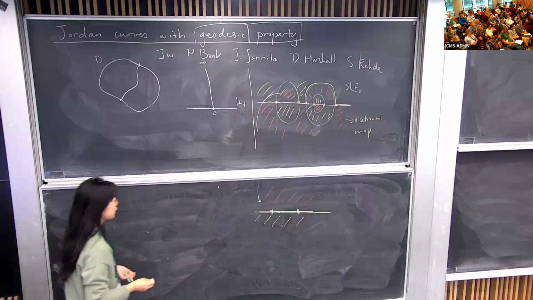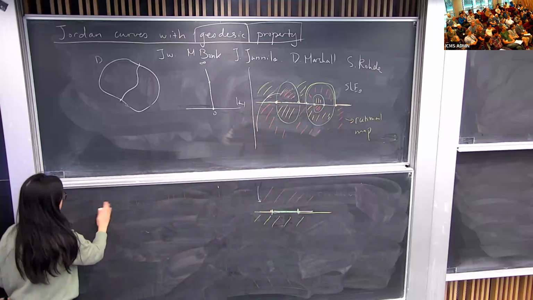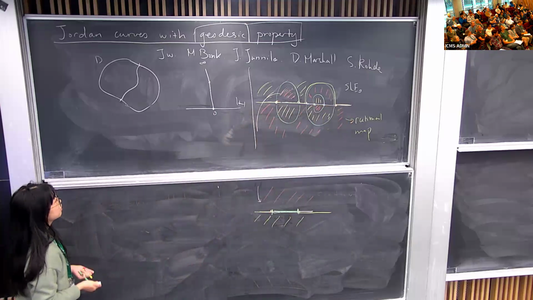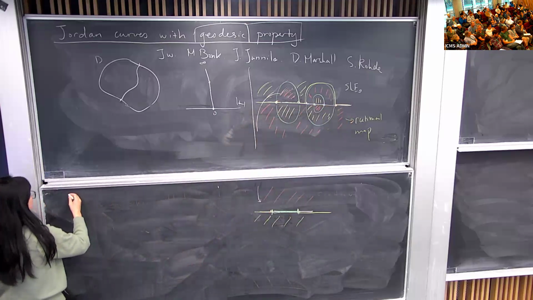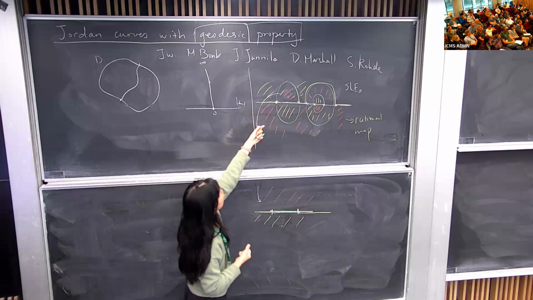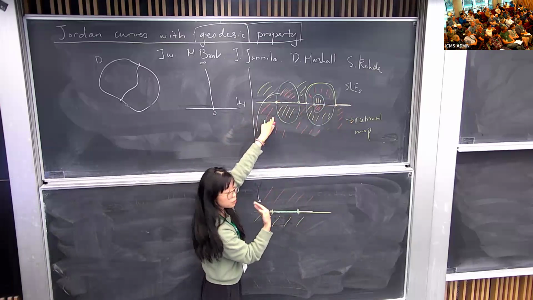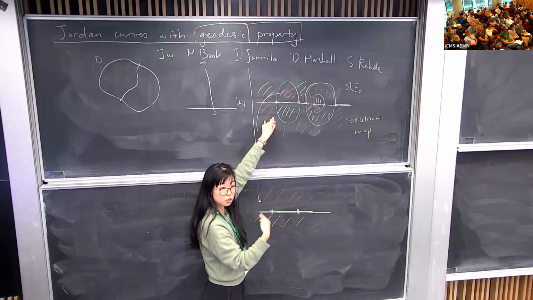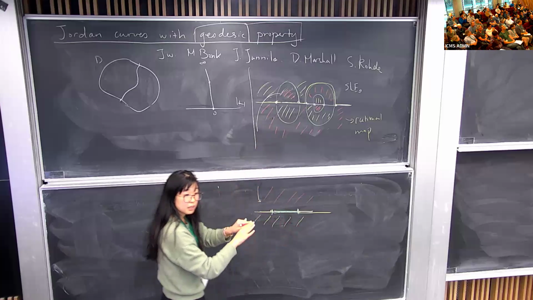More generally, what do I call it? So an embedded graph with the geodesic property, I'm not going to write it down, but it always means that each edge is embedded in such a way that it is a geodesic in the union of the two faces.